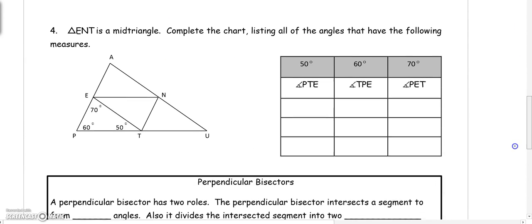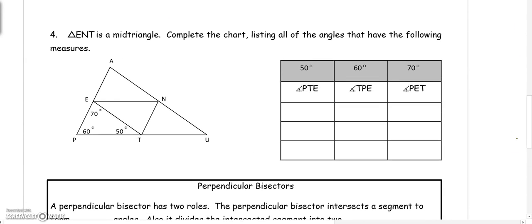Now let's look at the angles of a mid-segment triangle. So triangle ENT is a mid-triangle. Complete the chart listing all angles that have the following measures: 50 degrees, 60 degrees, and 70 degrees. Those are the three angles we're going to work with because this triangle has to equal 180 and it has all three angles already. So all other triangles are going to have those same exact measures.